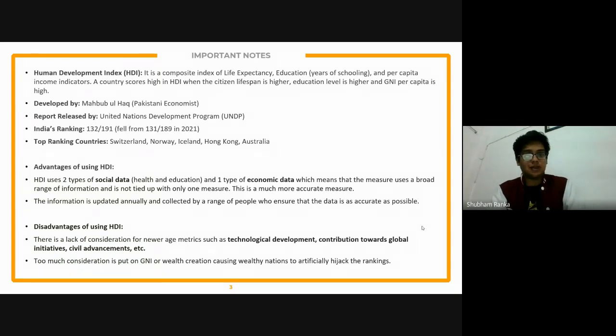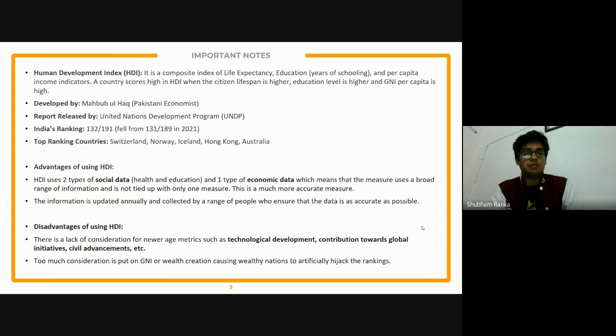Again, this report is released every year by the UNDP, that is the United Nations Development Programme. India's ranking in this particular index is 132 out of 191 countries, and it ranges around this also. Last year, in 2021, we were ranked around 131. This data is for 2022. Nothing has come out for 2023, obviously. So that is something that you can tell.